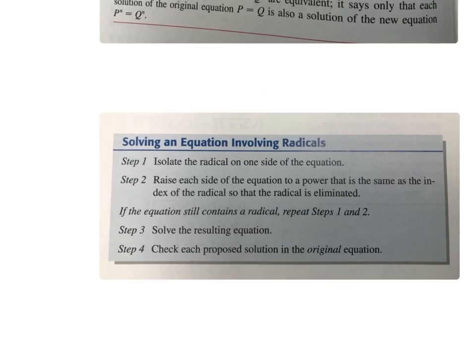Now, these are just screenshots from your textbook. We're going to be applying power property. We're also going to be solving these radicals. Step number 1, and they have little steps here. Step number 1 is to isolate the radical. Then the next one says to raise each side of the equation to a power that's the same as the index. So all of the examples we're going to do today are going to be square roots. So the index on a square root is a 2. So we're going to be squaring both sides to cancel the radicals.